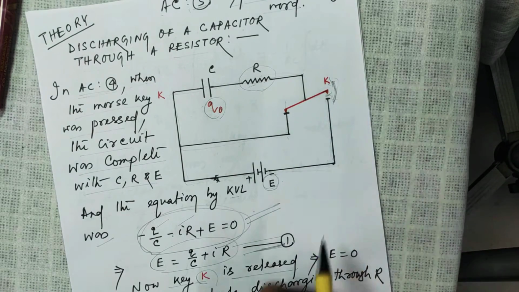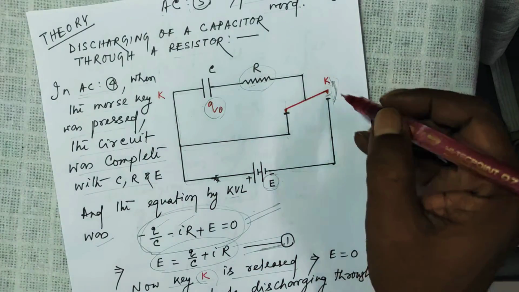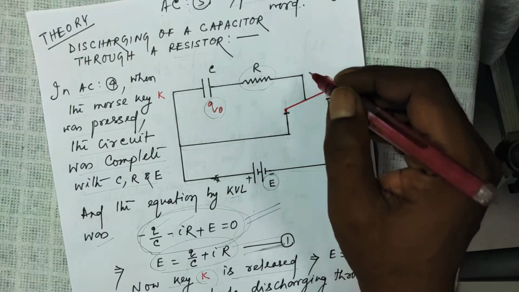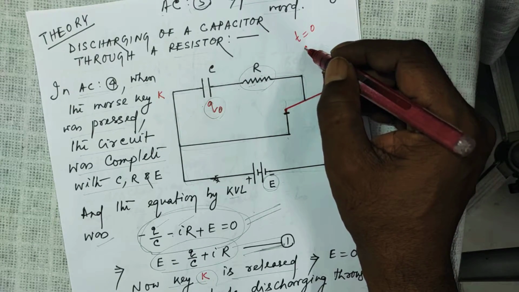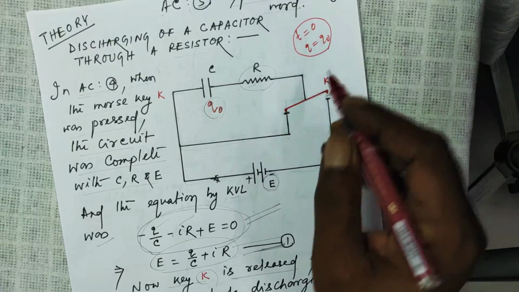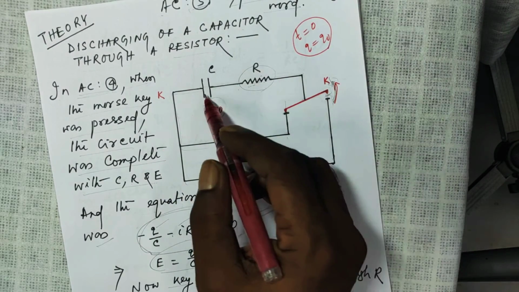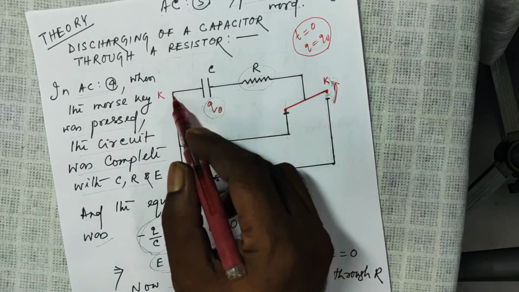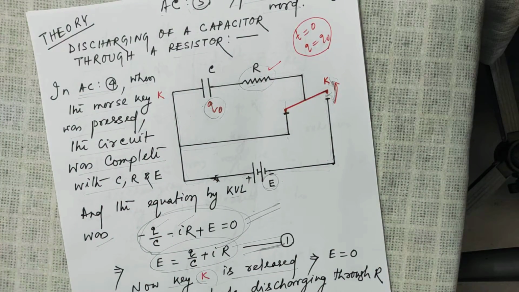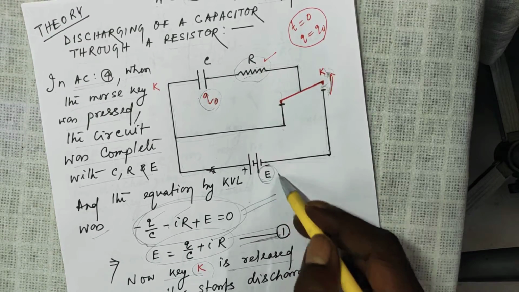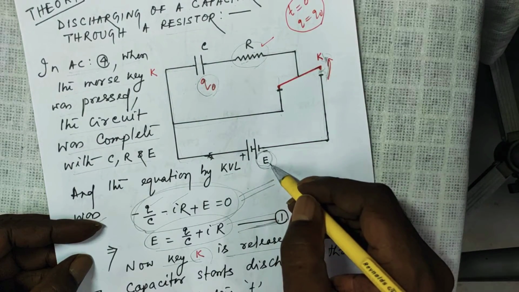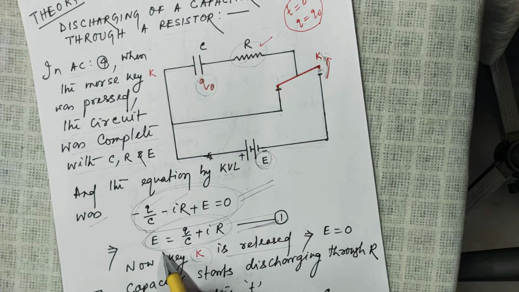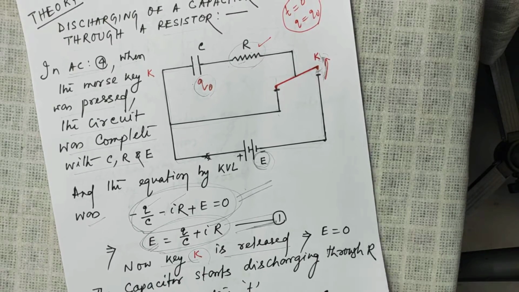Now this is released. Now you start counting time again with a stopwatch. The moment this key is released, you start counting again and let the time be equal to 0 and the charge on the capacitor Q is equal to Q naught. Now the capacitor starts discharging through this path, through the resistor. And this is no more there in the circuit because this is detached. So E is not there. So in this equation, for discharging of the capacitor, we'll put E is equal to 0.